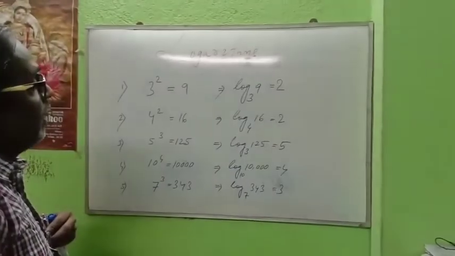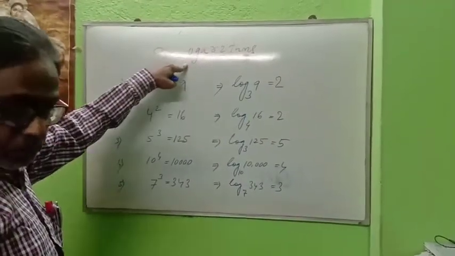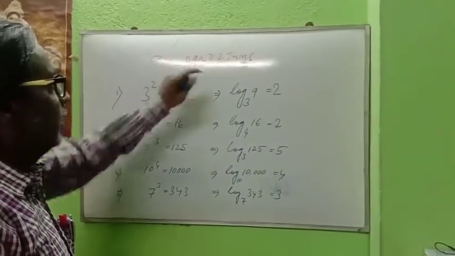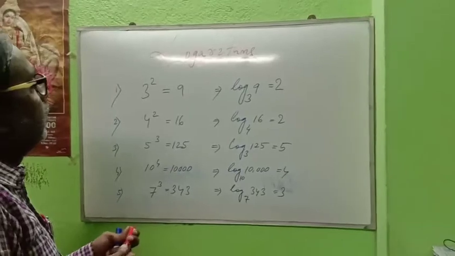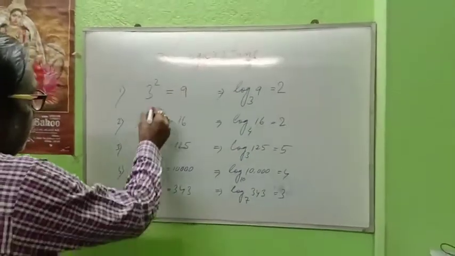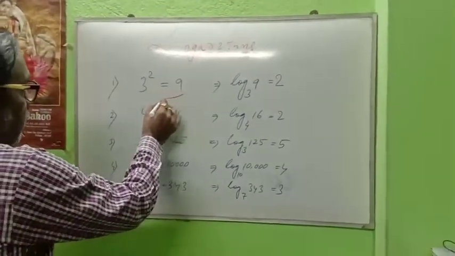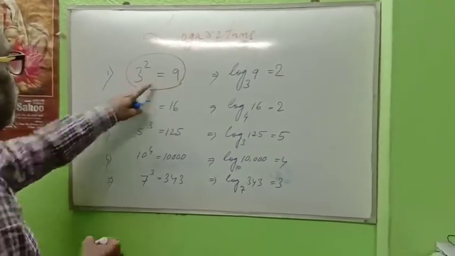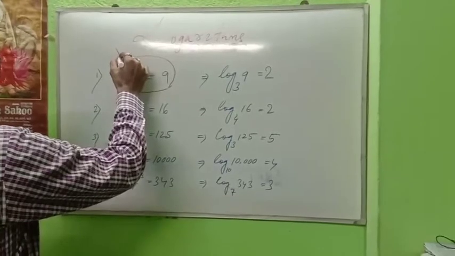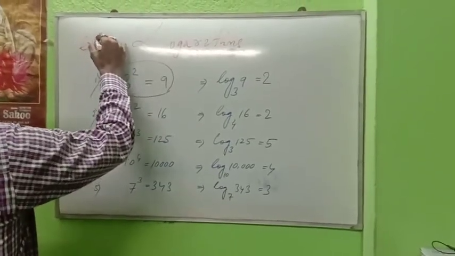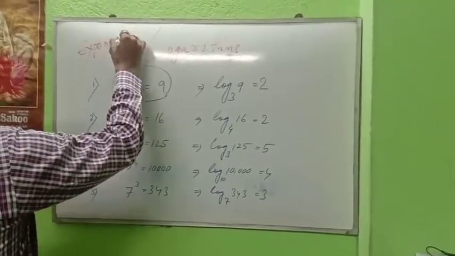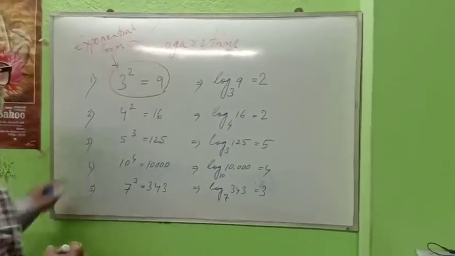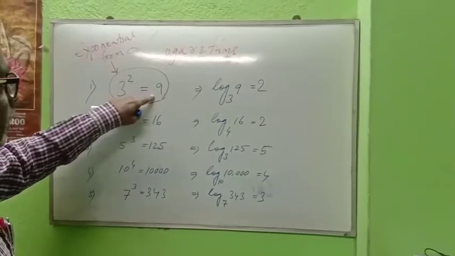Today we are going to start logarithm. Chapter name is logarithm. We know 3 square is equal to 9. If we multiply 3 two times, it will be 3 square. This form is called exponential form. 3 square is equal to 9 is the exponential form.